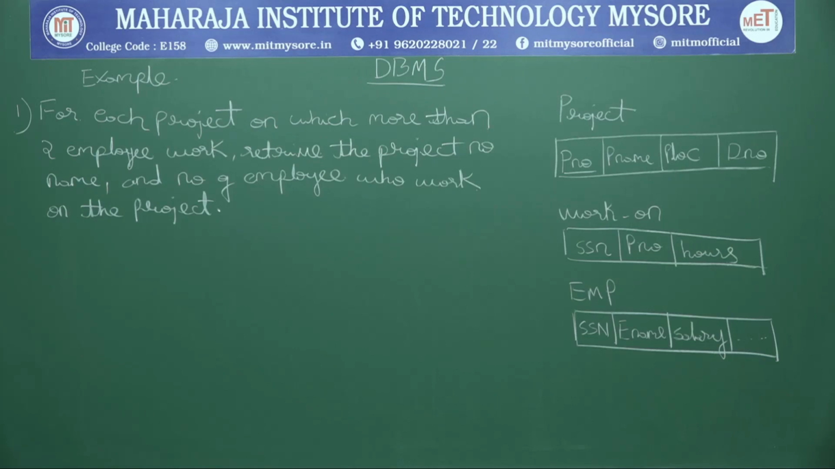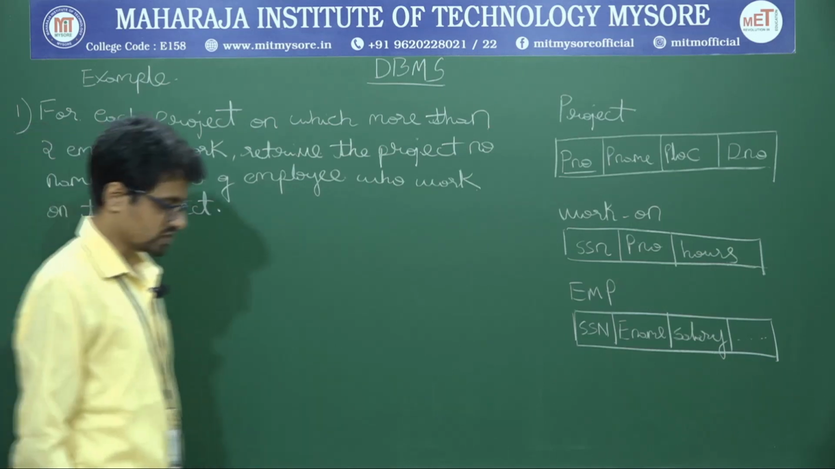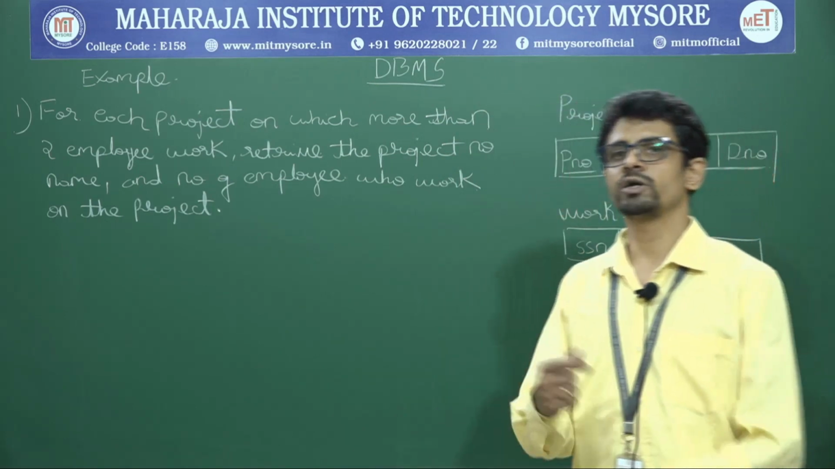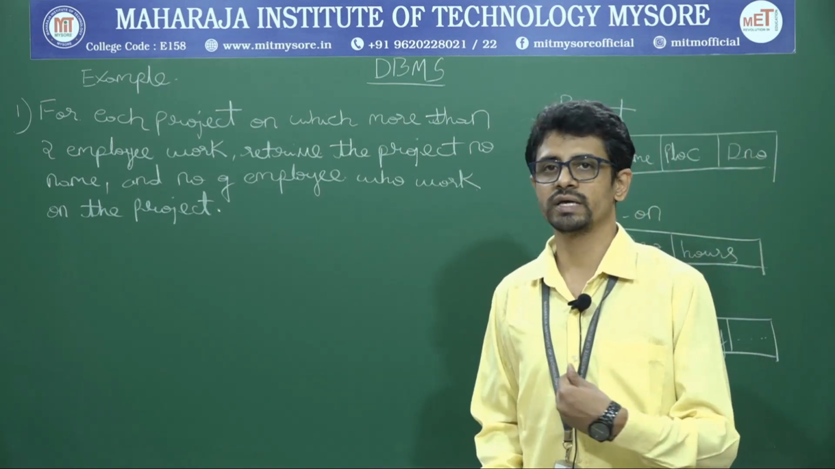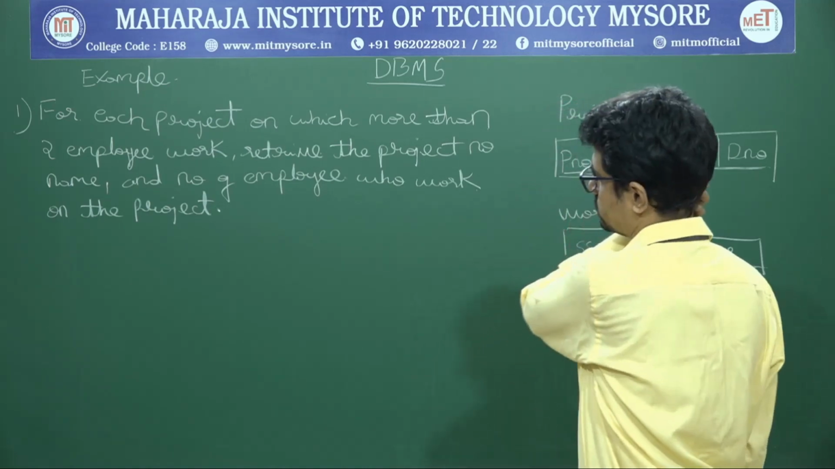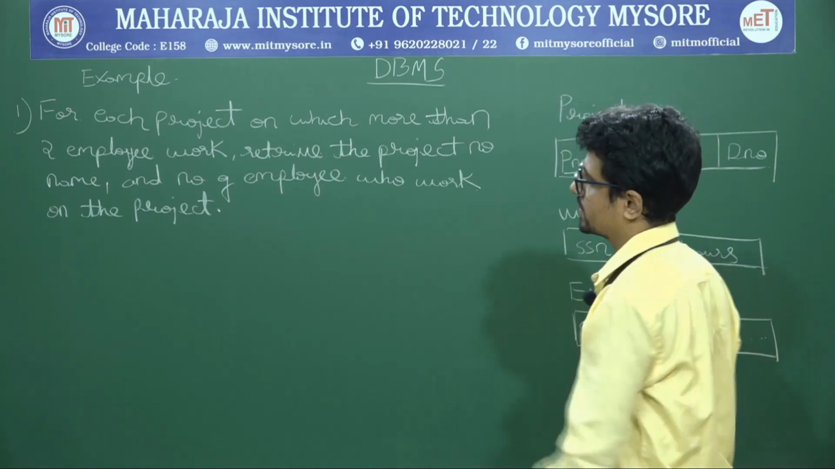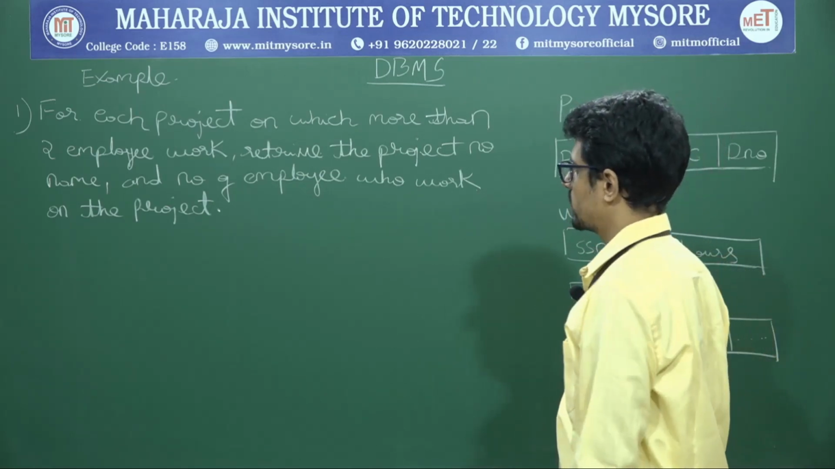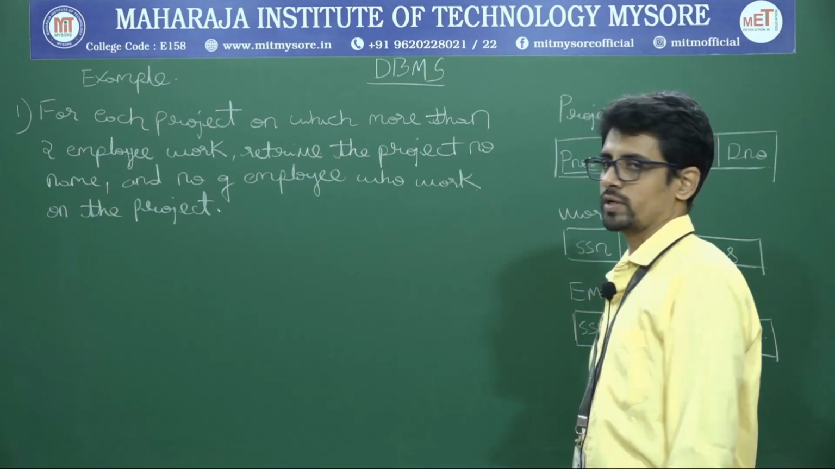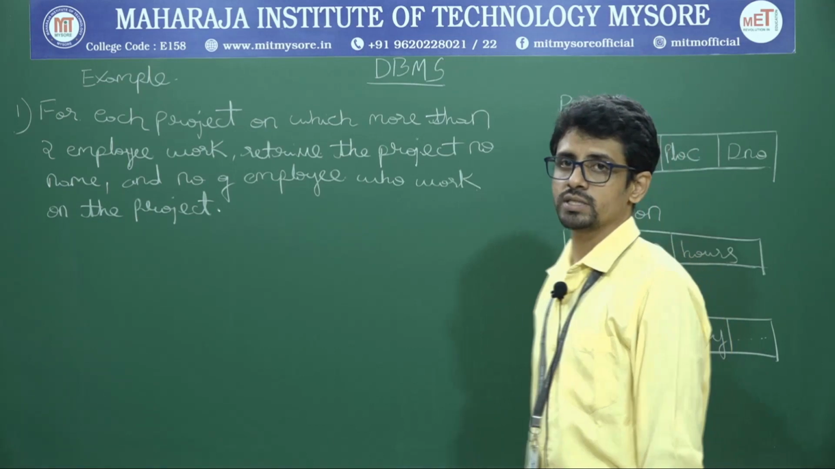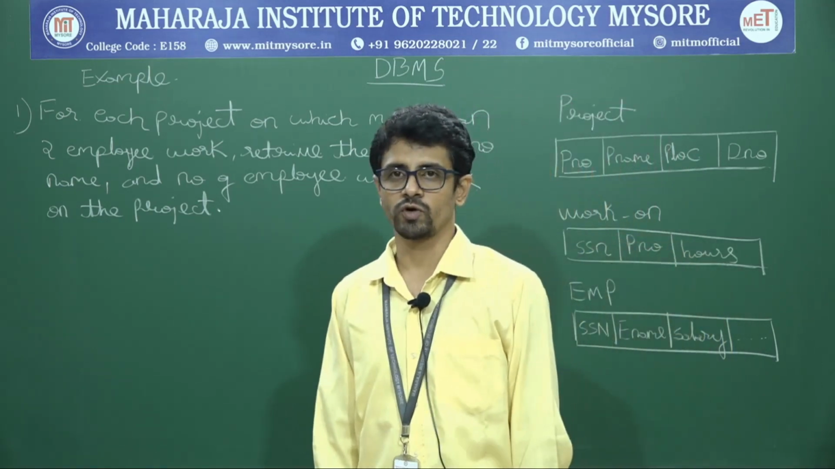In this particular case, the first thing you are supposed to do is analyze the given question and see what tables are required in order to answer it. So it's asking about each project on which more than 2 employees work. So they are asking for the project table, and we want the employee table because they are asking about more than 2 employees. Okay. So how is an employee related to a project? You need to look for it.